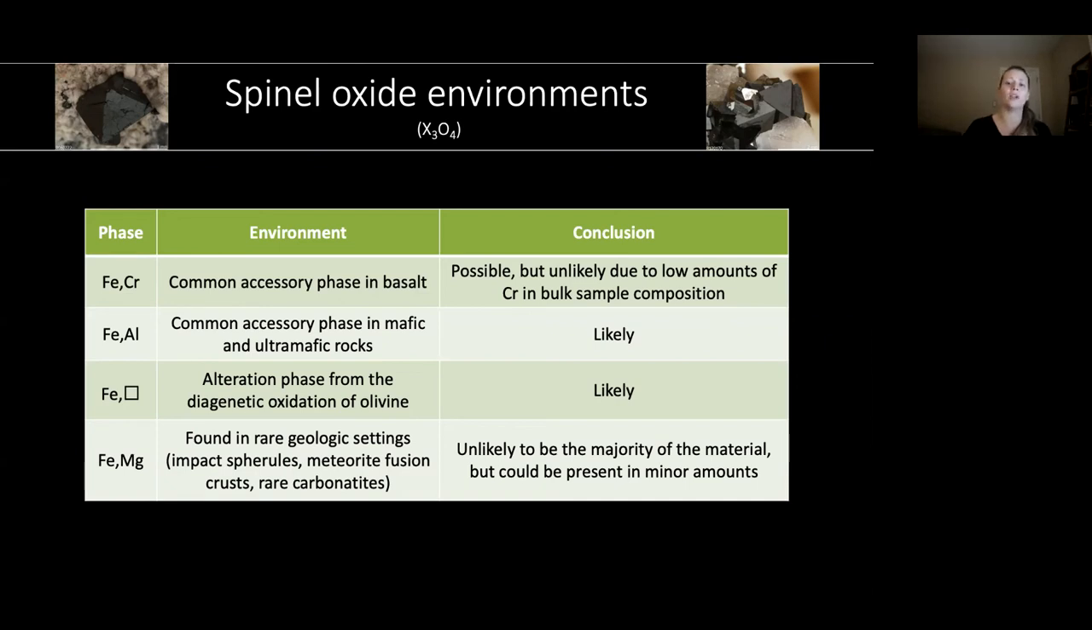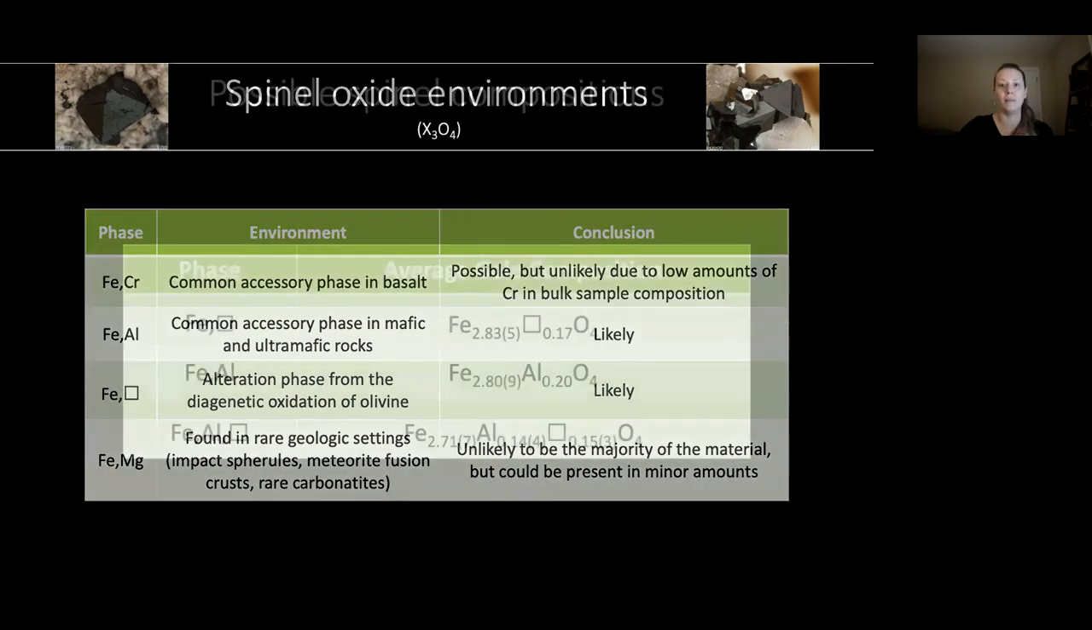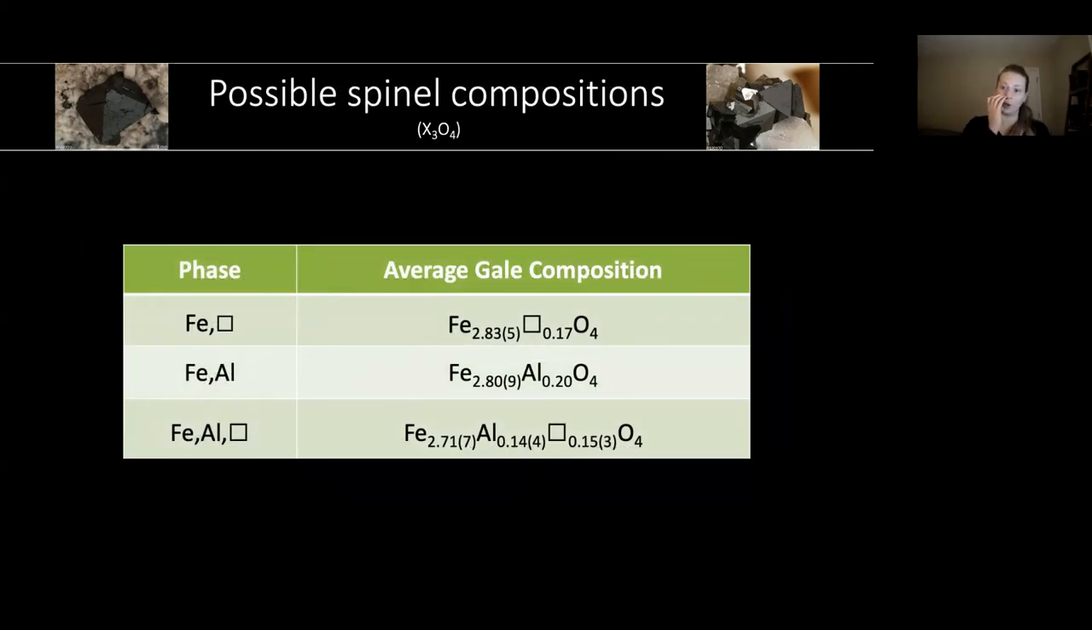But the fact is we likely have some combination of the two and some additional chemical components mixed in. So here are the Gale crater averages for the three most likely compositions. And you can see that all of these possibilities have pretty high iron content.